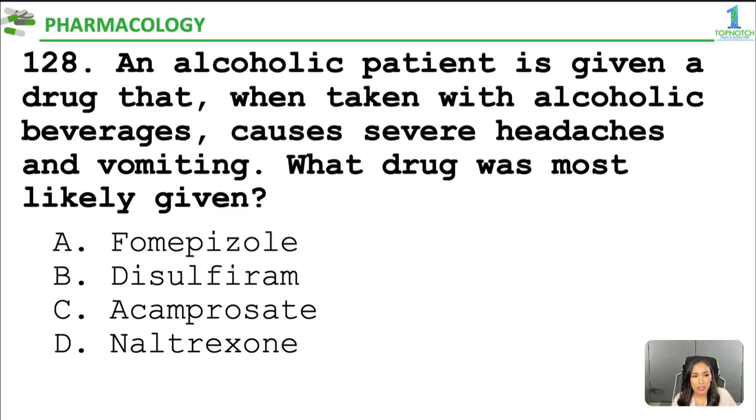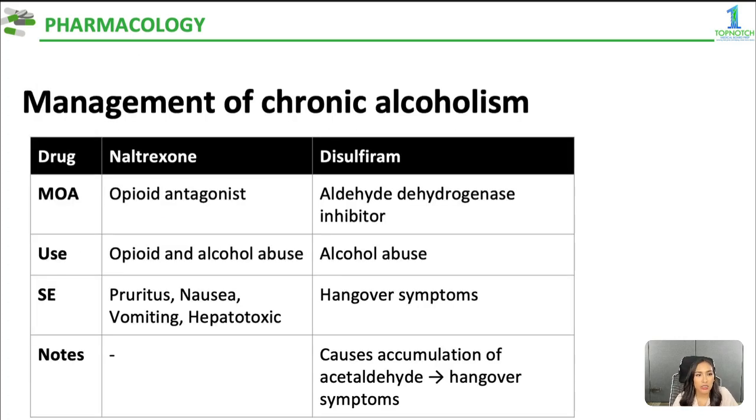Next, 128. An alcoholic patient is given a drug that, when taken with alcoholic beverages, causes severe headaches and vomiting. What drug was most likely given? The answer is disulfiram. Okay? So let's look at the management of chronic alcoholism. We have two major agents, naltrexone and disulfiram.